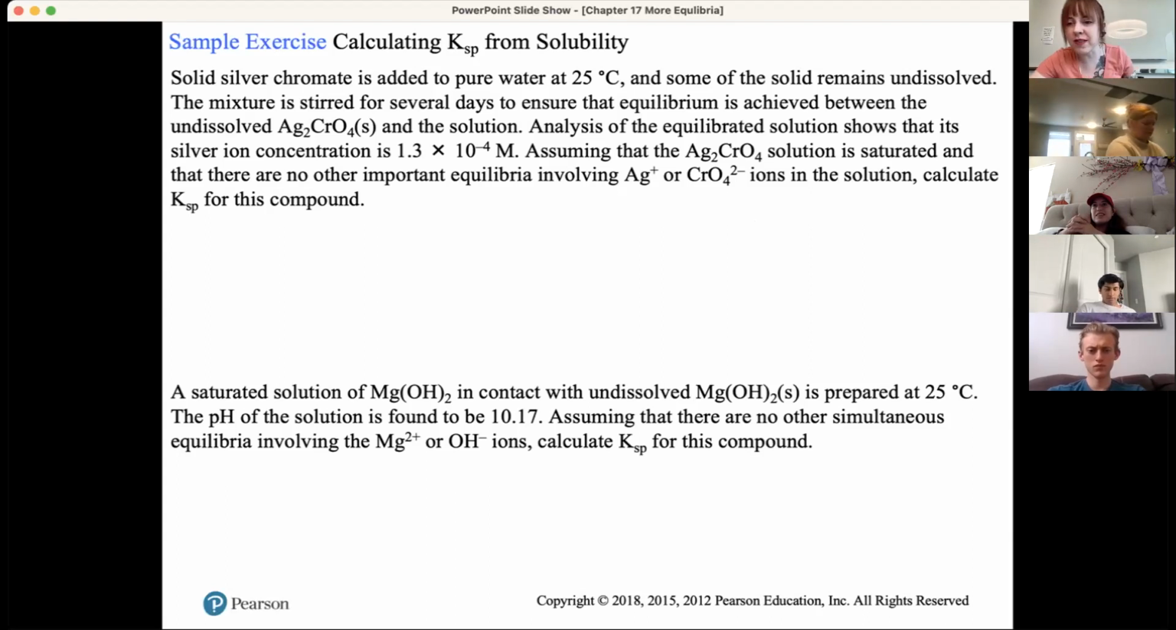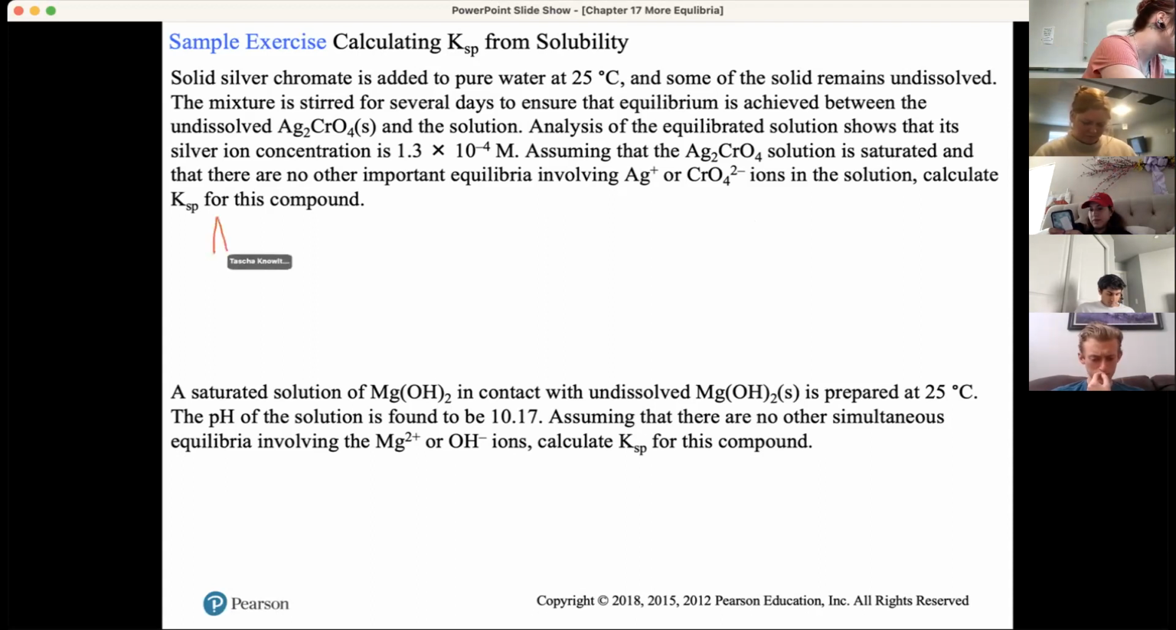Okay, what's the first step? What do we do first before we do any calculations? Write the equation. Ooh, we're gonna write the equation. And they even tell you the compound, so you don't even need to remember what chromate is. That's good, because I don't remember the charge. It's okay, so we know silver.